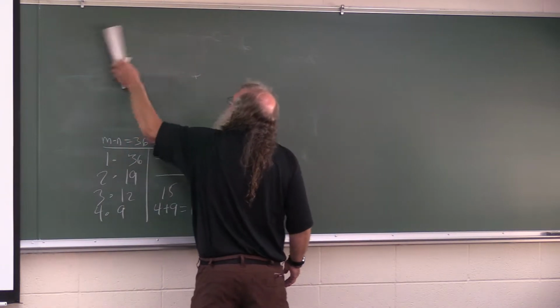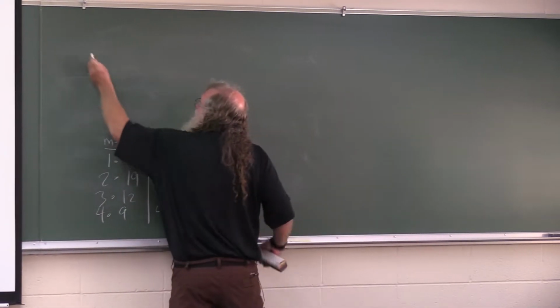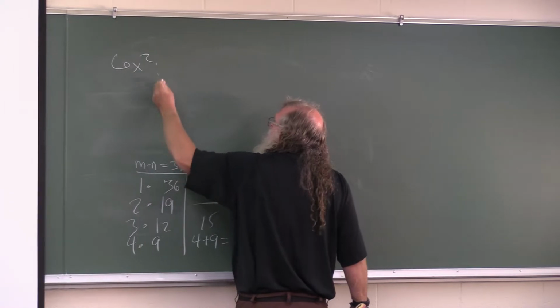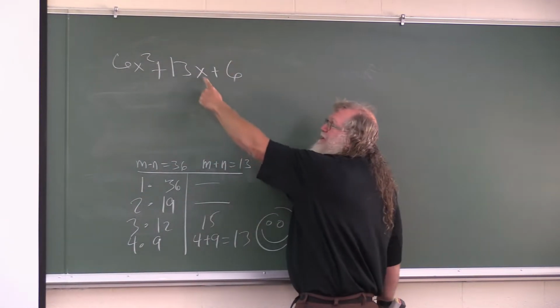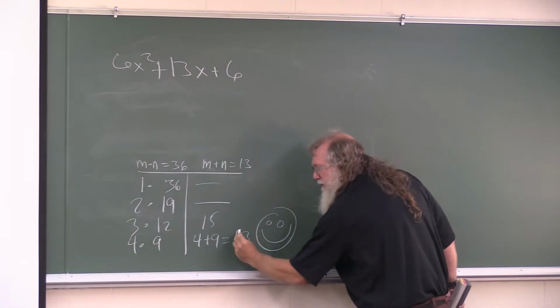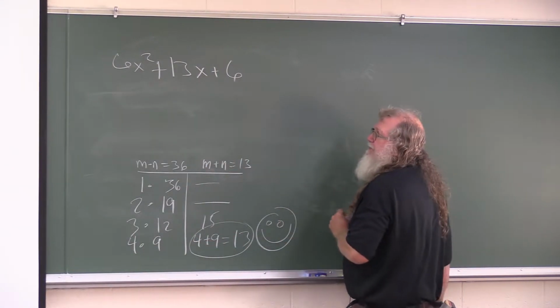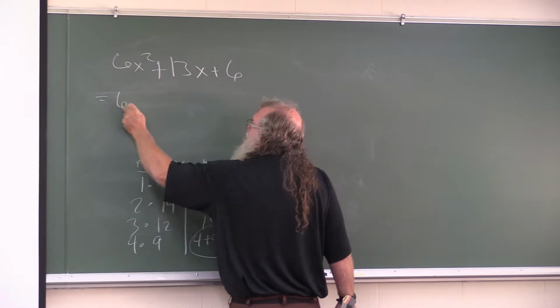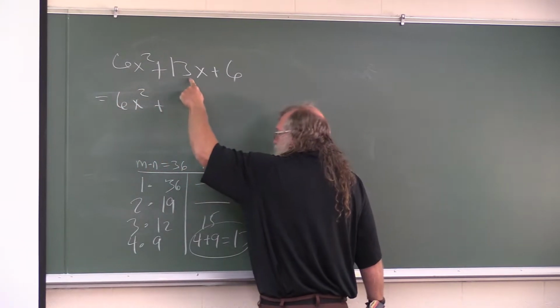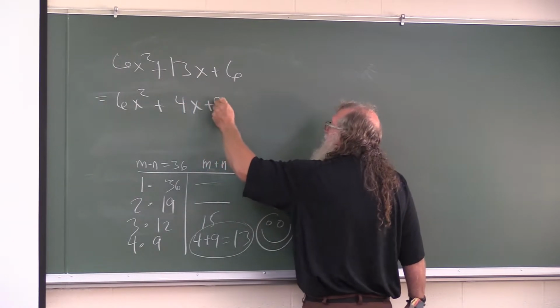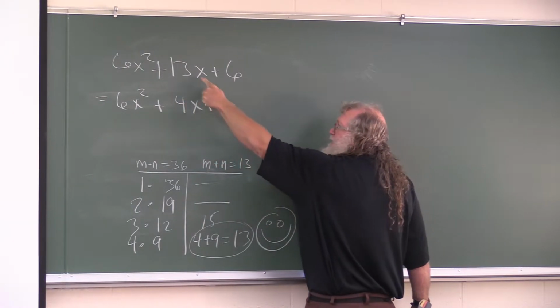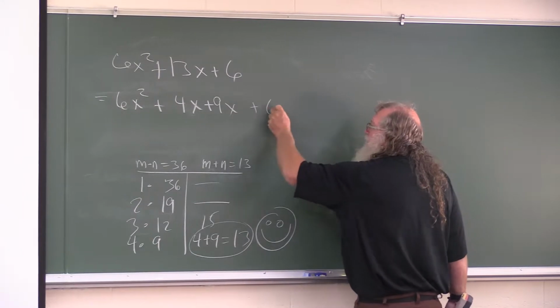Let me clear up some of this space here. I have 6x squared plus 13x plus 6. Now I'm going to split this up. I'm going to split it up as 4 and 9. So I'm going to resplit this as 6x squared plus 13x can be thought of as 4x plus 9x, because 4 and 9 add up to 13, plus 6.